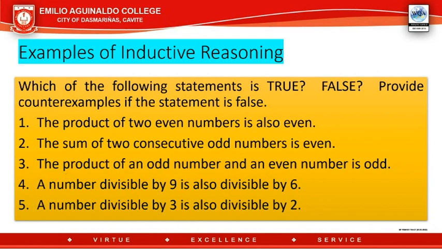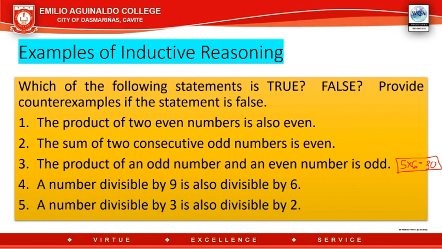How about the third one? The product of an odd number and an even number is odd. Let's say the odd number is 5 and the even number is 6. Their product is 30, so right here it is already wrong because 30 is an even number. So this will be our counterexample for number 3, which proves that the statement is false.